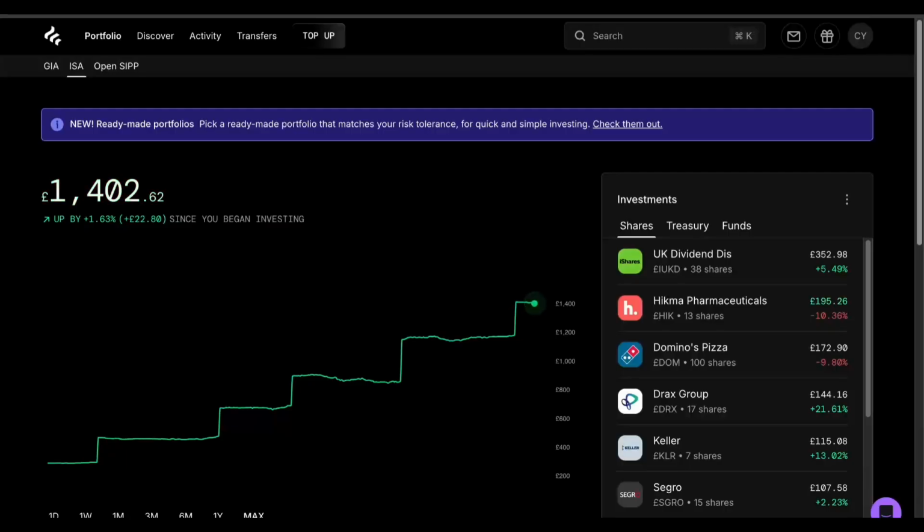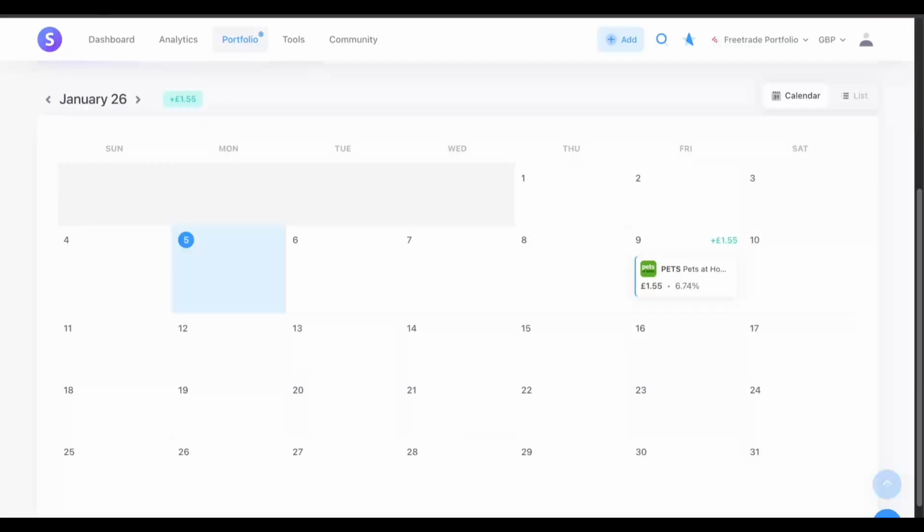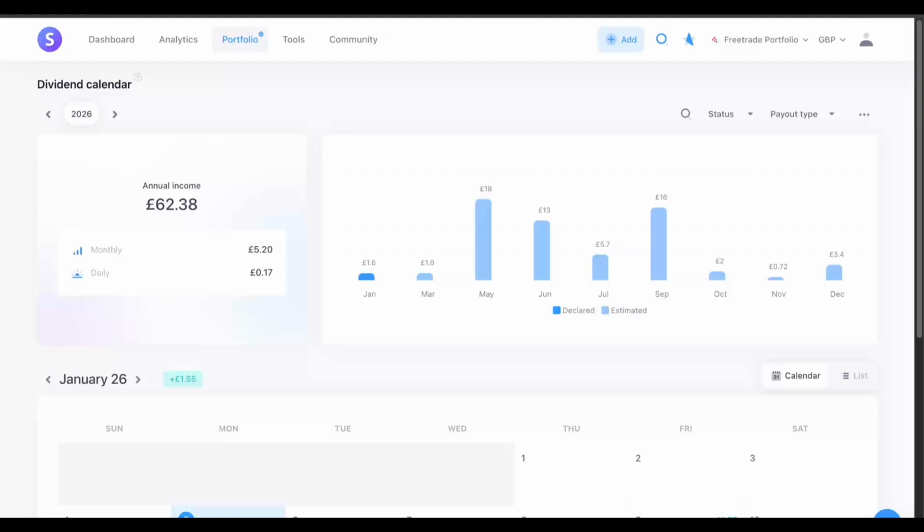Let's now take a look at how the portfolio is shaping up over on Snowball Analytics. As you can see, in December, I received my biggest dividend payment to date, which was from my UK ETF, and they paid me £3 on Christmas Eve. Looking ahead, I've got 1 payout in January, which is going to be from Pets at Home, where I can expect to receive £1.55. What's exciting is that I only opened this account a few months ago, and we can see I'm already on track to make over £60 this year.